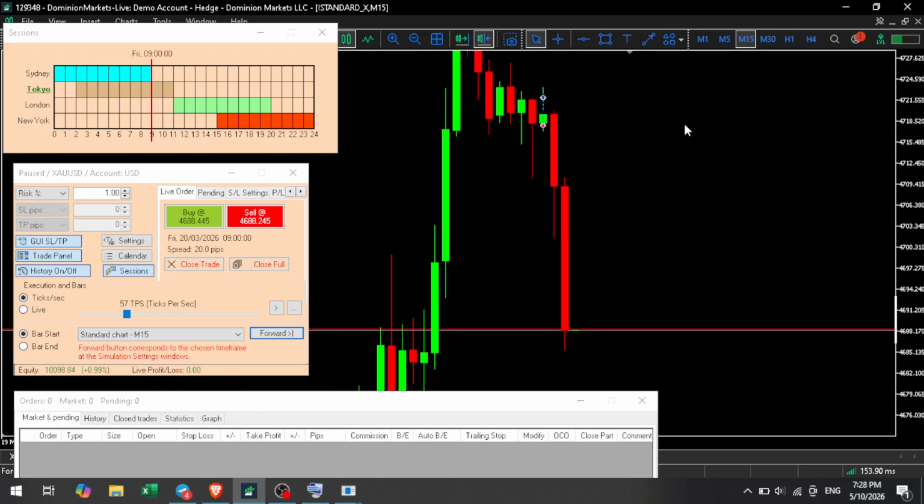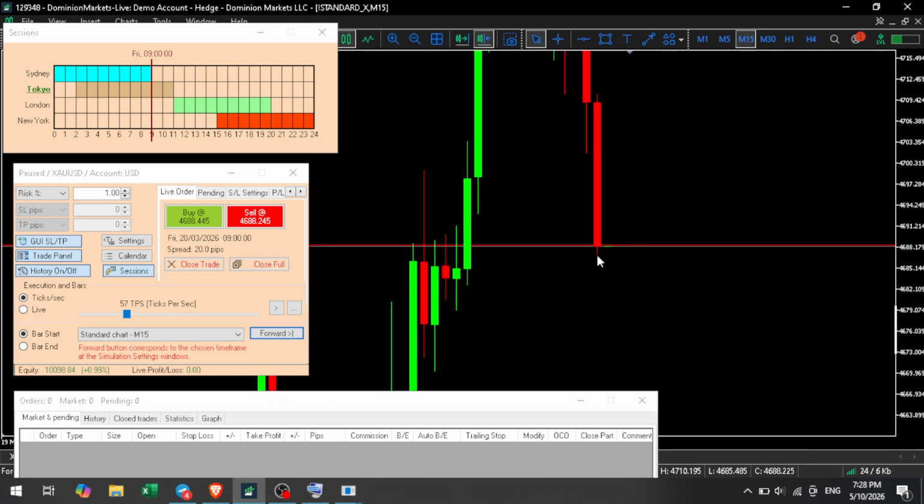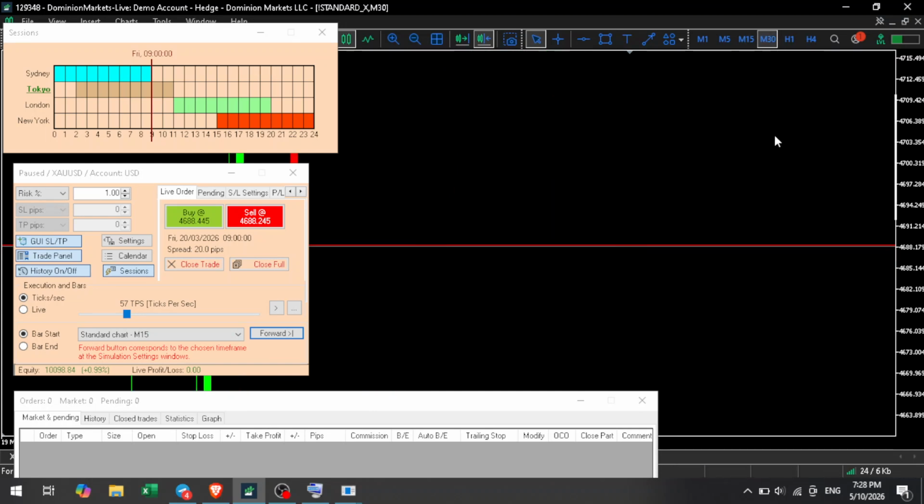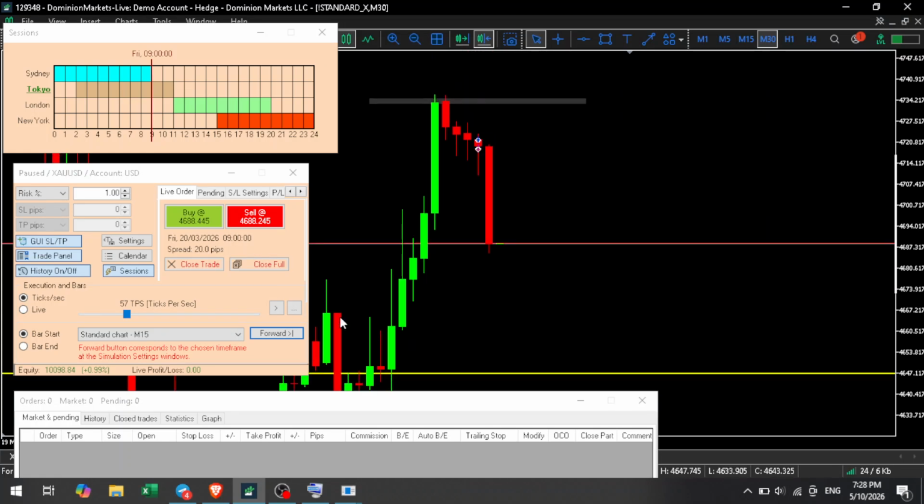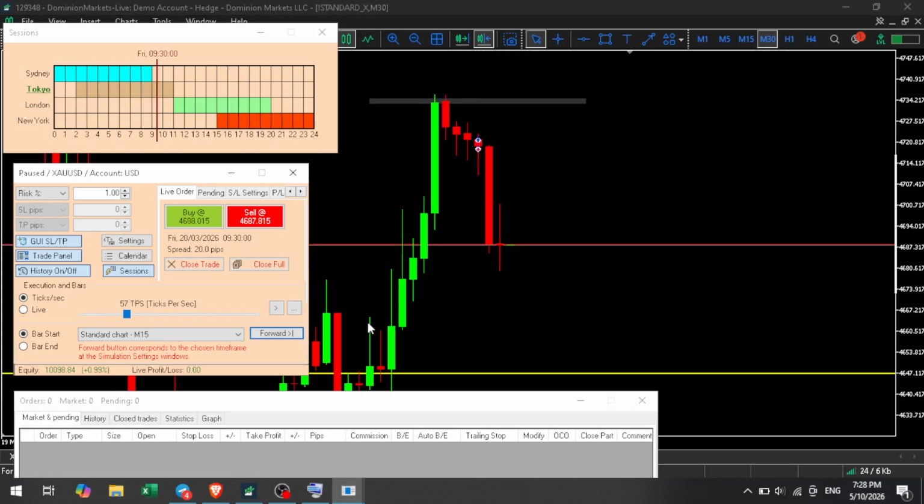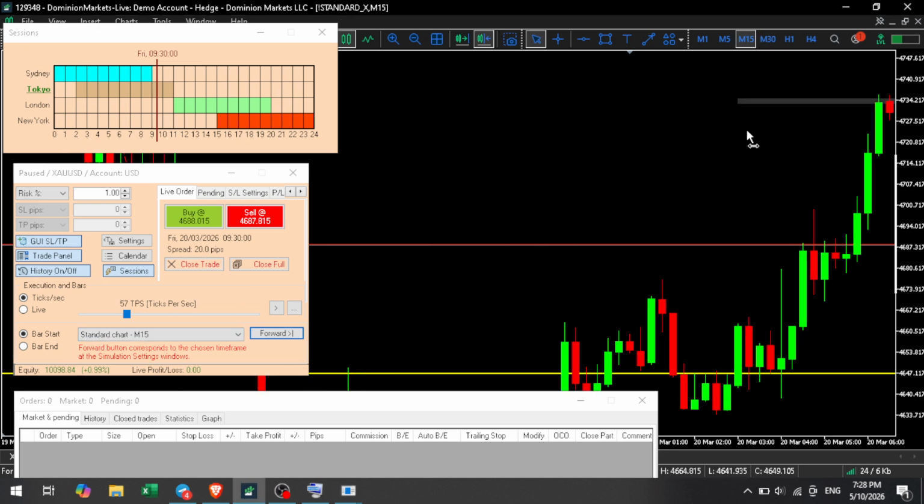What can we say? Didn't have an opportunity after this 15-minute candle close, neither at this. Now we could have an opportunity to sell, but this is the consolidation area, so we are not interested. We should be good with our, what is this, 1% for the week.